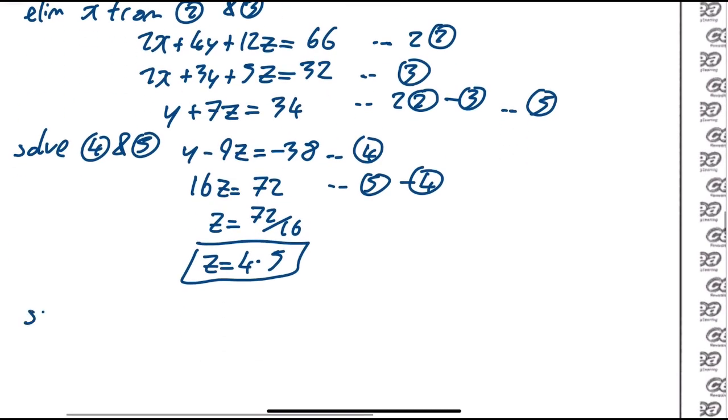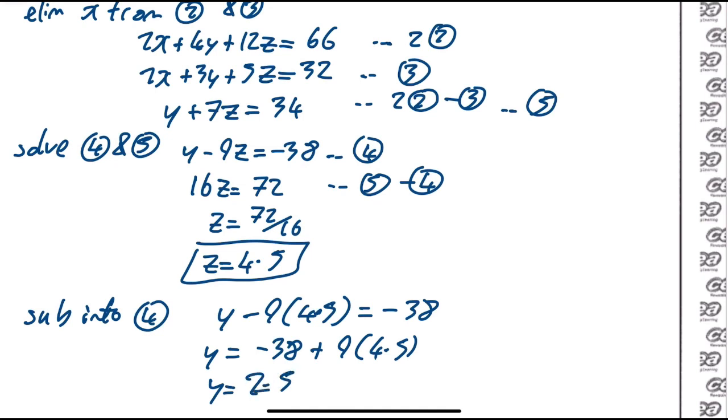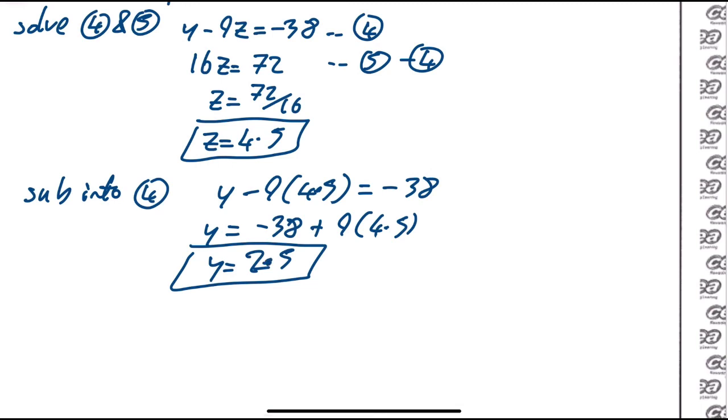I've got that. I'm going to sub that into equation 4. Fire that back into equation 4. I'll have y minus 9 times 4.5 is equal to minus 38. Bring that across, and y is equal to minus 38 plus 9 times 4.5. And that gave me my y was equal to 2.5. That's a 2.5, believe it or not, 2.5.